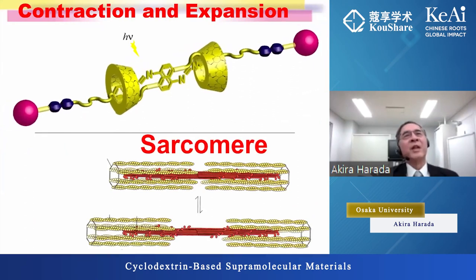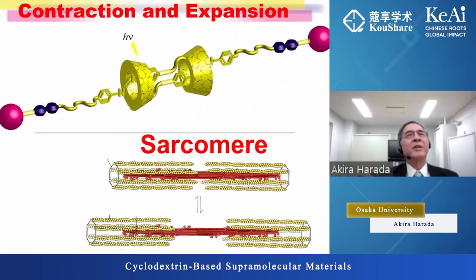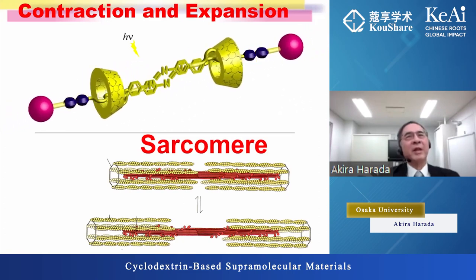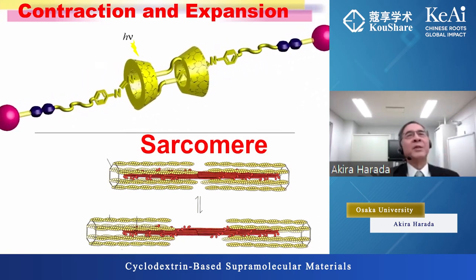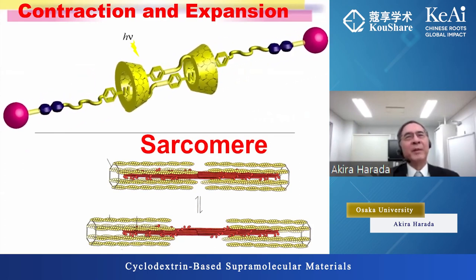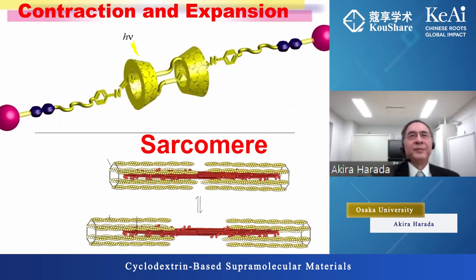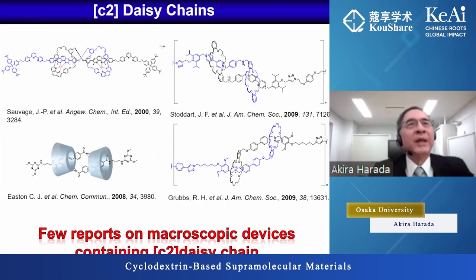So this is a conceptual representation for the movement of the contraction and expansion of the daisy chains. This is similar to the sarcomere in the muscle, myosin and the movement right here. Okay, C2 daisy chains have been prepared.